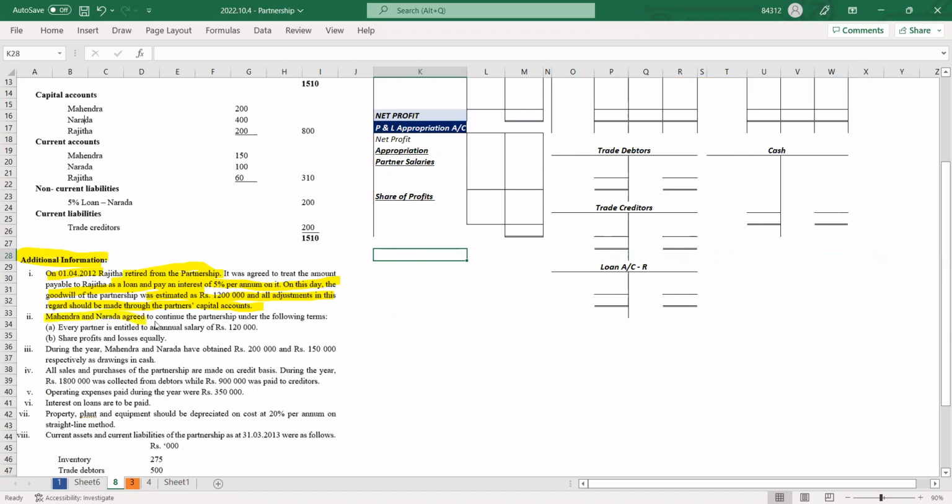Mahendra and Narada agreed to continue the partnership under the following terms. Annual salary, every partner 120,000. Share of profits equally. During the year, Mahendra and Narada obtained 200,000 and 150,000 respectively as drawings in cash. All the sales and purchases of the partnership are made on a credit basis during the year.